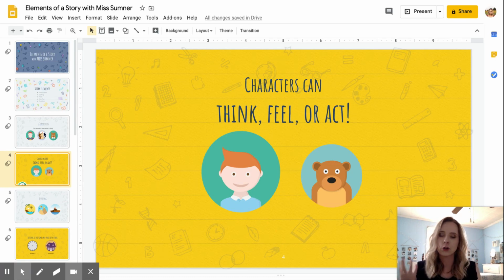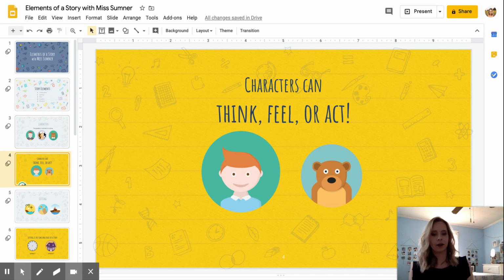So let's imagine a story about a boy and his teddy bear. We know the boy thinks, feels, or acts because he's a person. So of course he's a character. If his teddy bear is just a regular toy, then it's not a character. But if the story says the teddy bear can think, feel, move, or even talk, then it could be a character in the story. So remember, when we're classifying characters, ask yourself the question: can they think, can they feel, and can they act? And that's how you determine if a person or a creature or something in a story is a character.